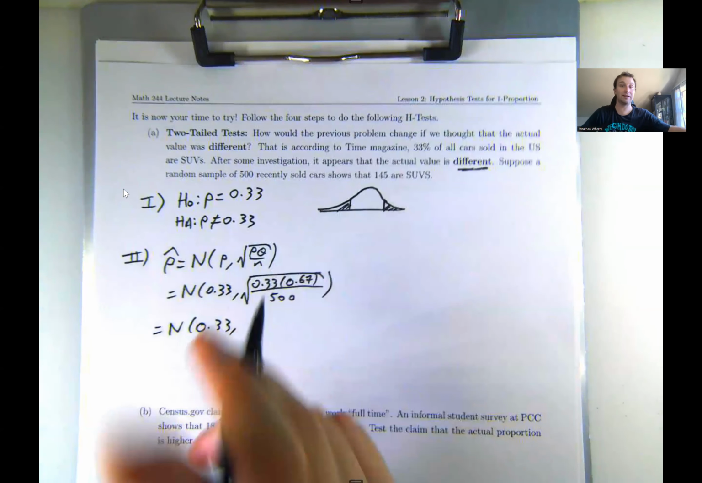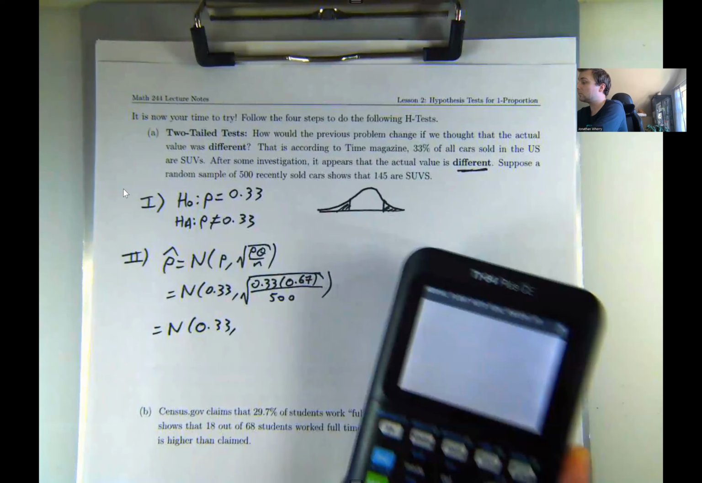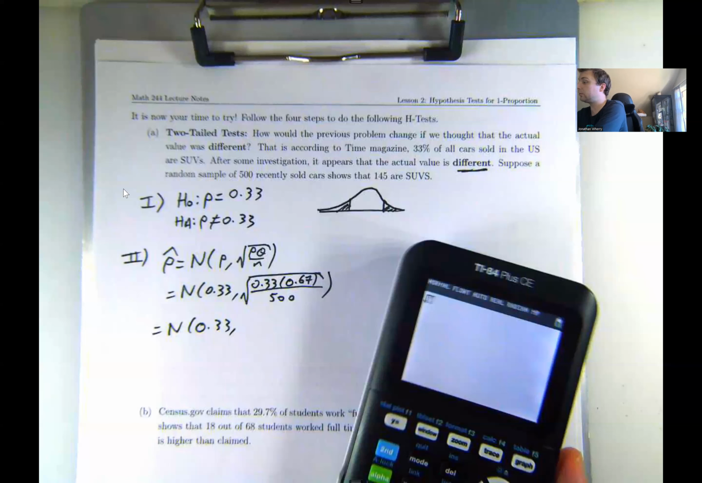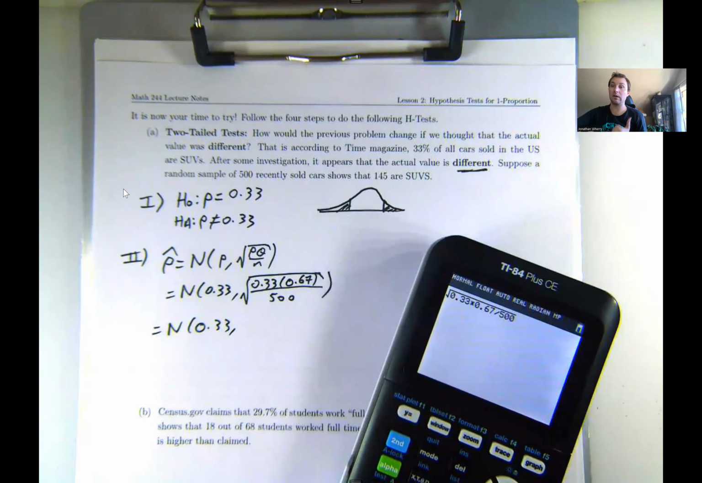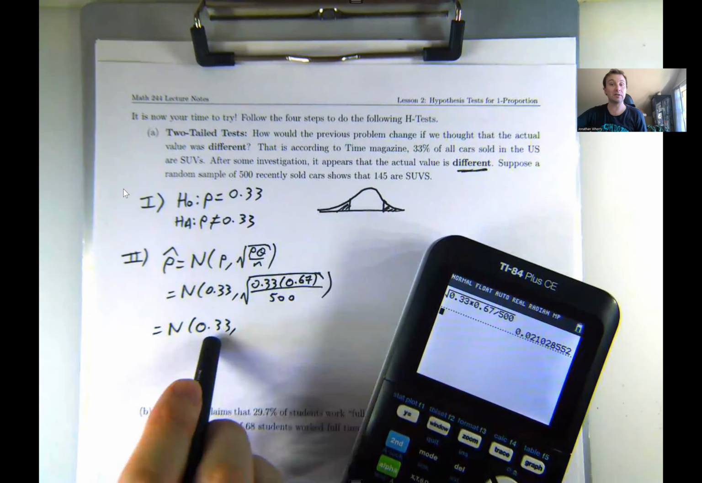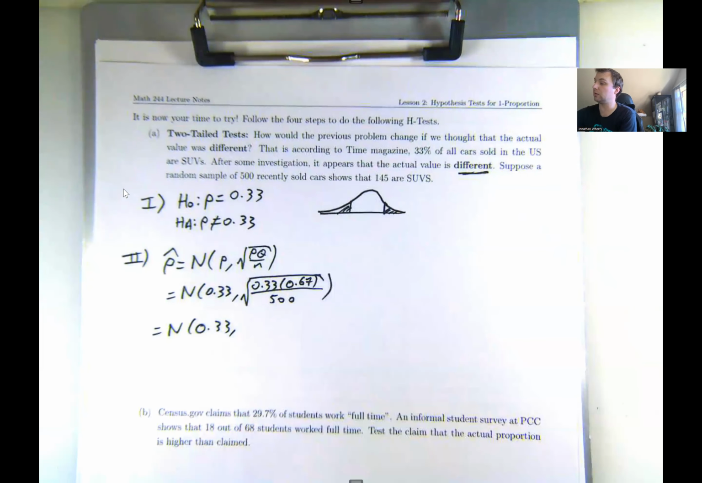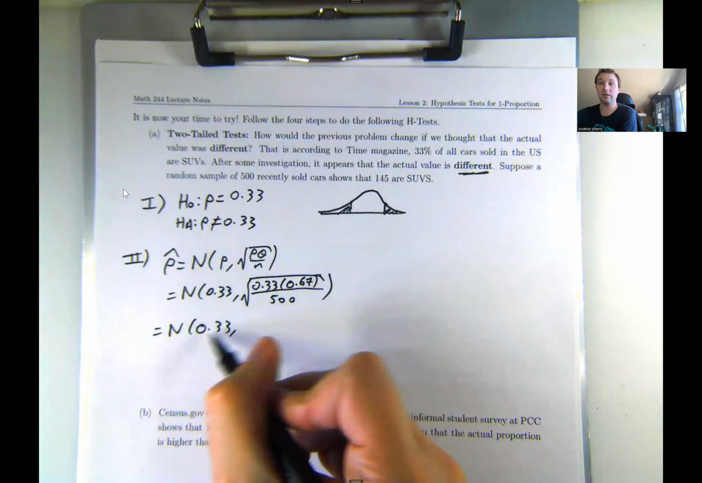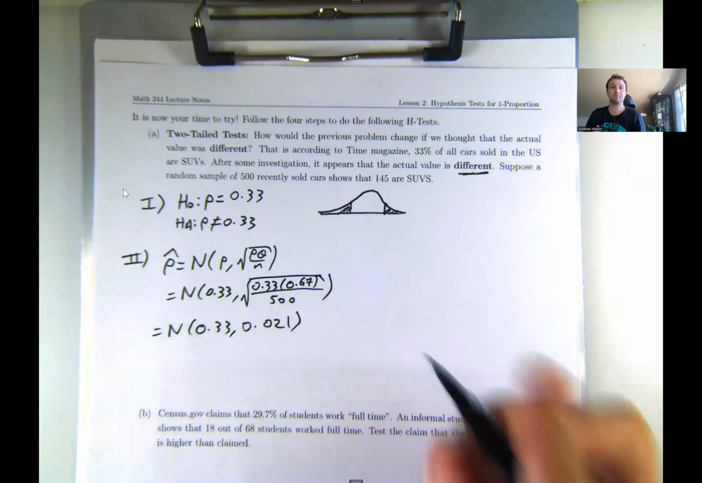I'm going to type that in to see what I get for my standard deviation. I've got the square root of 0.33 times 0.67 divided by 500. And if a problem ever asks for a model, it wants to know, is it normal, a t-distribution, or something different? Like, what type of model are you using? What is the center, the average, 33% in this case? And what's the standard deviation? So it's looking for the name of the model, the center, and the standard deviation.